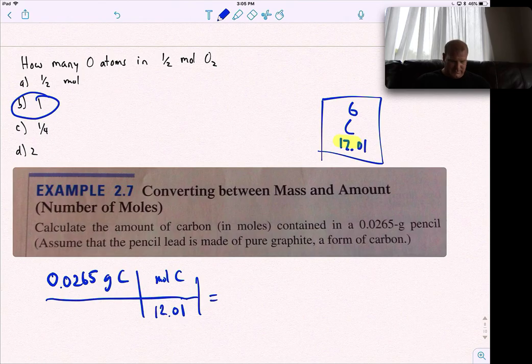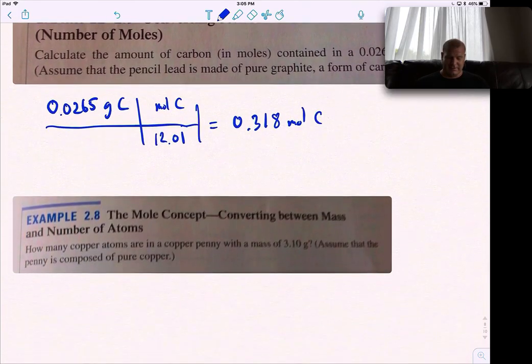0.265 divided by 12.01, and I get 0.318 moles carbon. Again, this is dimensional analysis, and I'm trying to teach you how to approach problems: look at the given information, look at where you're going, and then fill in the different steps.